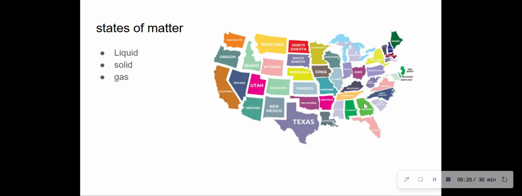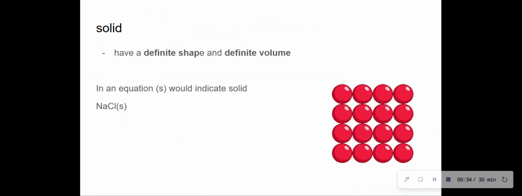Okay, so we have three states of matter that we know of: liquid, solid, and gas. And assuming you're either an 11th or 10th grader, you should all know what all of these mean by now, I hope. So a solid is something that has a definite shape and a definite volume.